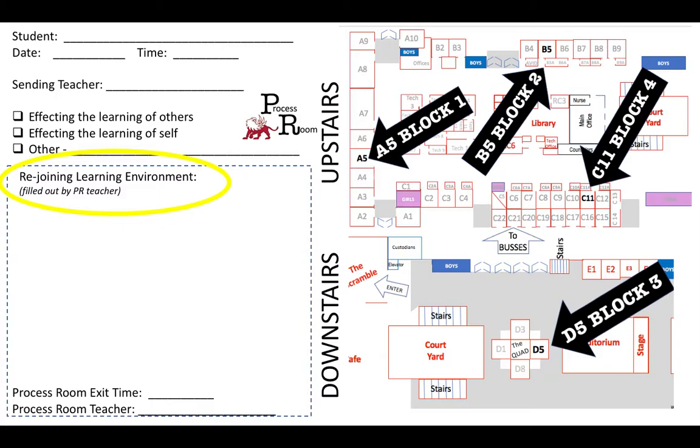Once a student is deemed ready to return to the classroom, the process room teacher will work with the student to briefly outline what the student has agreed to do. That information will be recorded in the area marked Rejoining the Learning Environment.